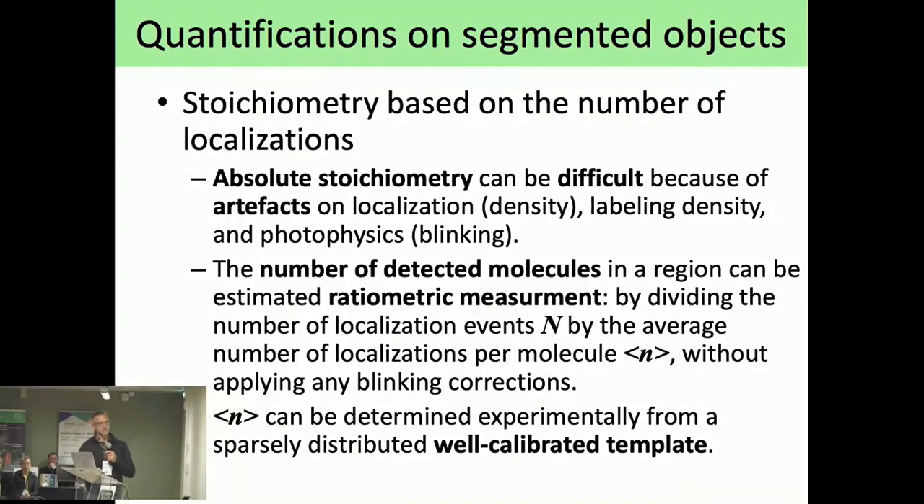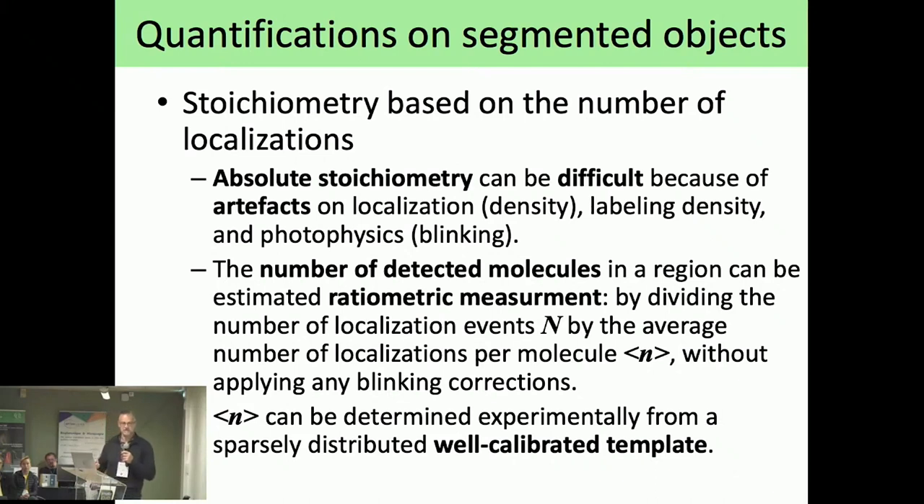Okay, now of course our topic is, can we count? So now we have objects, we can quantify their surface, maybe their volume, and of course now it is what is inside. So what is the number of localizations? Of course, that was the initial thought that single molecule would be able to do molecular counting, and we know that's not that easy, and the problem is the photophysics.